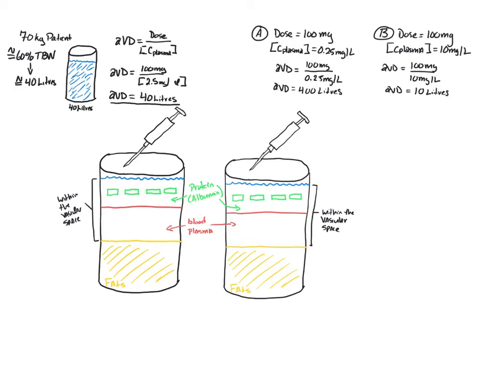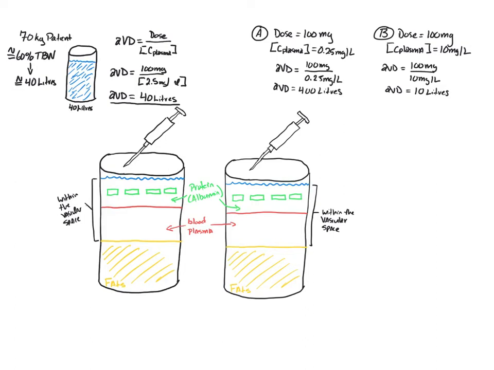What's going on is the volume of distribution is not taken literally, and this is why I've been calling it the apparent volume of distribution, because it appears as though this 100 milligrams is dissolved in 400 liters. That is to say, to get such a low concentration, I would have to dissolve 100 milligrams in 400 liters of water in the plasma. So what does that mean?